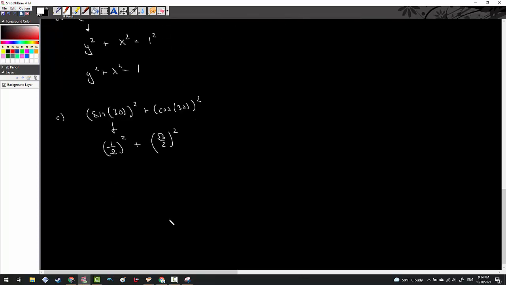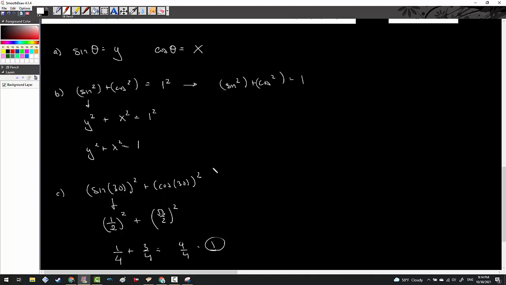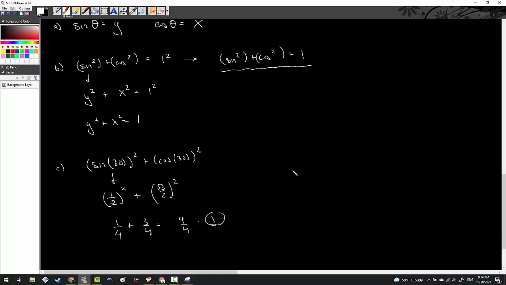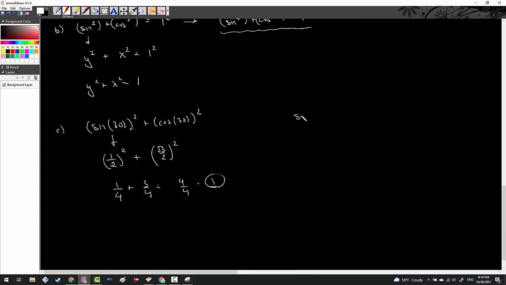Well, how do we solve this? 1/2 squared is 1/4 plus 3/4, which is 4/4, which is 1. Hey, sounds kind of familiar. We hypothesized that sine squared plus cosine squared equals 1. I believe the next one was 45. Yep, so sine squared 45, so sine of 45 squared.